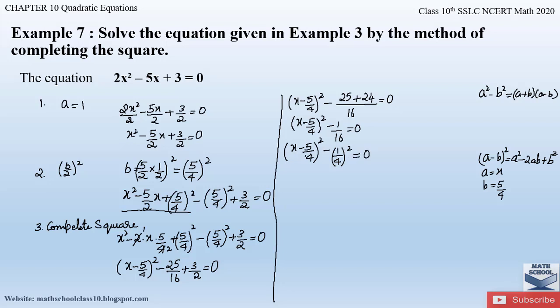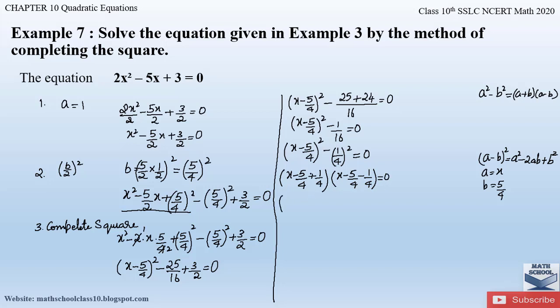So this is of the form a square minus b square, where a value is x minus 5 by 4 and b value is 1 by 4. So we can write it in the form a plus b into a minus b. So a value is x minus 5 by 4 plus b, that is 1 by 4, into a minus b, that is a value is x minus 5 by 4 minus 1 by 4 is equal to 0. So let us equate each of these brackets to 0.